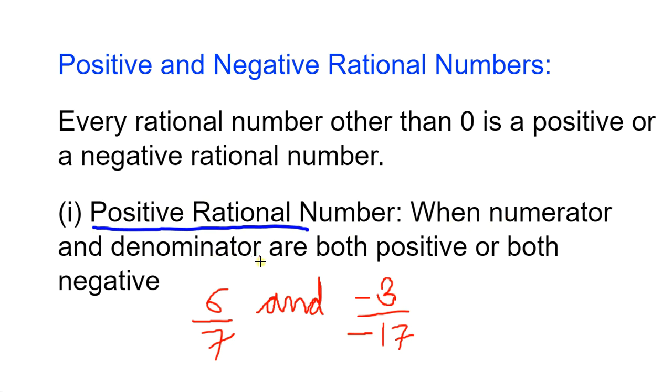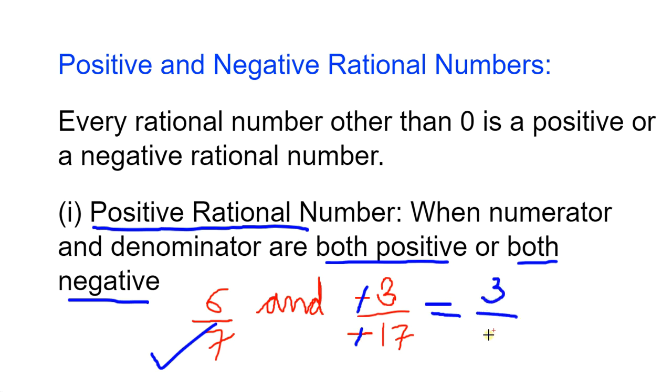A positive rational number is one where the numerator and denominator in a given rational number are either both positive or both negative. In that case, we say that rational number is a positive rational number. For example, if I write the rational number 6 upon 7, in this both numerator and denominator are positive integers. So that means it is a positive rational number. Now if I take another example in which both my numerator and denominator are negative, I may cancel out the negative signs together, which will result in a positive rational number only. So this is also a positive rational number.